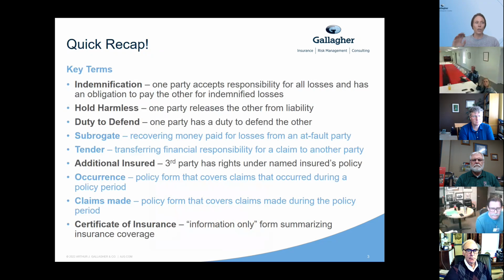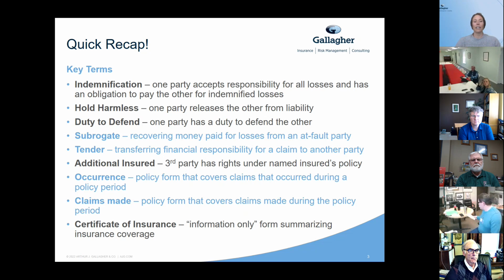Before we jump into all that, I just want to do a quick recap for those who weren't able to be on the call last week, because I do tend to use insurance terms and jargon that maybe you don't use every day. I want to make sure that we're all on the same page when we're talking about these. The first one is indemnification.